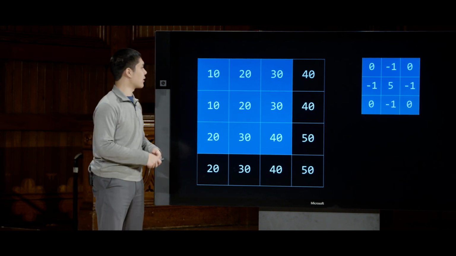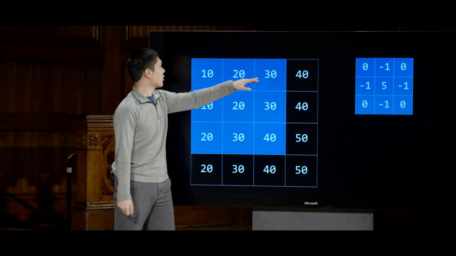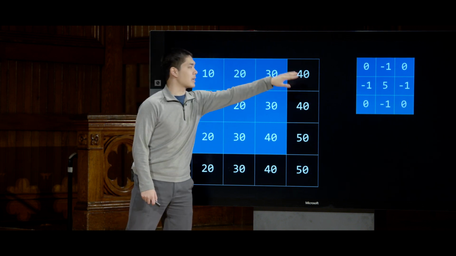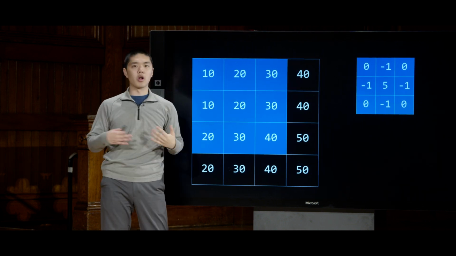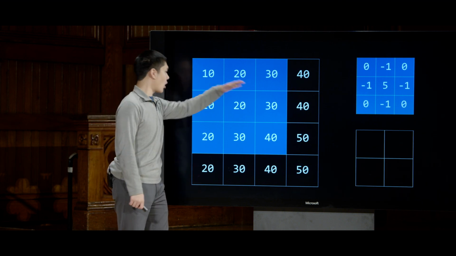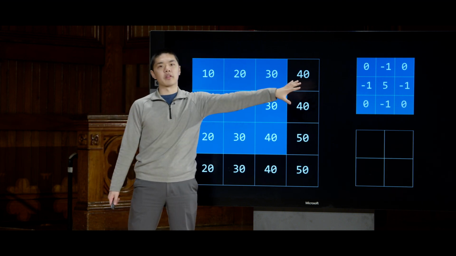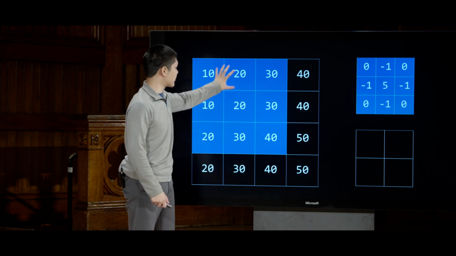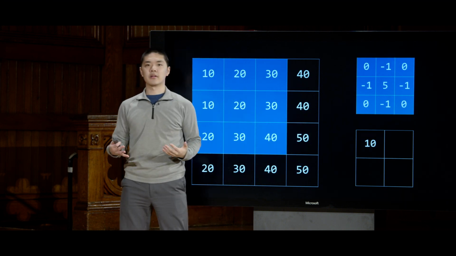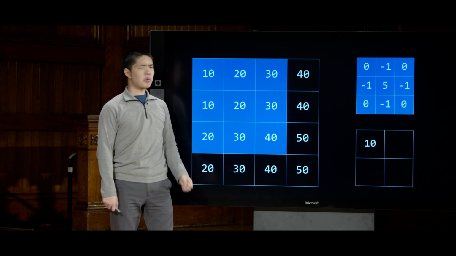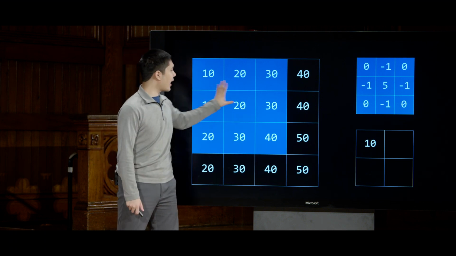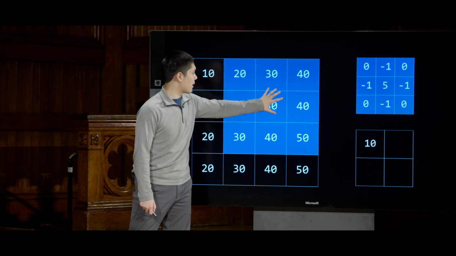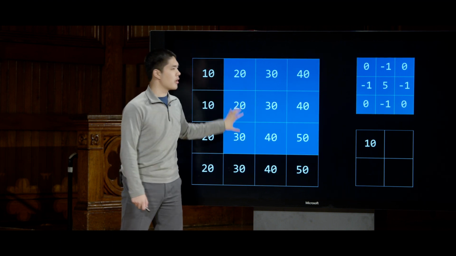So here, for example, I'll say 10 times 0 plus 20 times -1 plus 30 times 0, and so forth, doing all of this calculation. At the end, if I take all these values, multiply them by their corresponding value in the kernel, and add the results together, for this particular set of 9 pixels, I get the value of 10, for example. And then I'll slide the kernel over by 1 to look at the next 3 by 3 section.